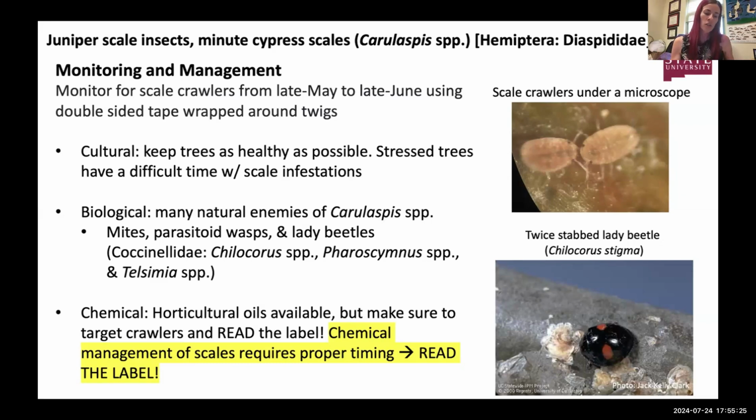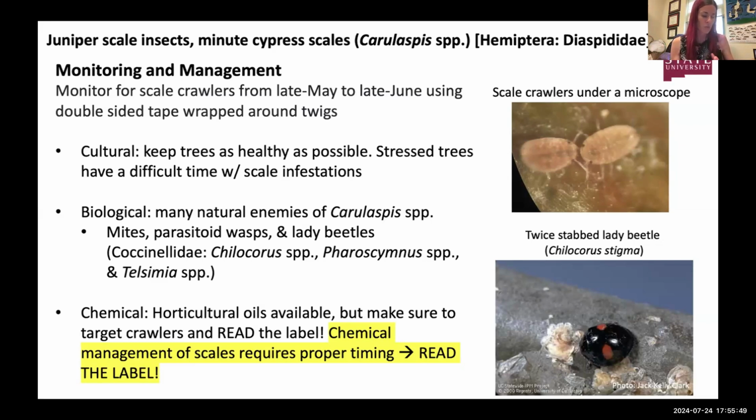But what are some strategies you can do for management culturally? Keeping your trees as healthy as possible. Stressed trees have a difficult time with scale infestation. There are some things that like to eat these scales. There are lots of natural enemies of them. So there are some predatory mites, parasitoid wasps, and lady beetles that will feed on them.